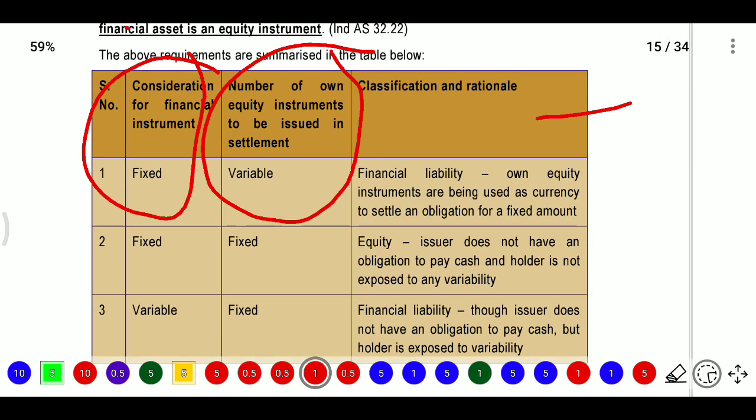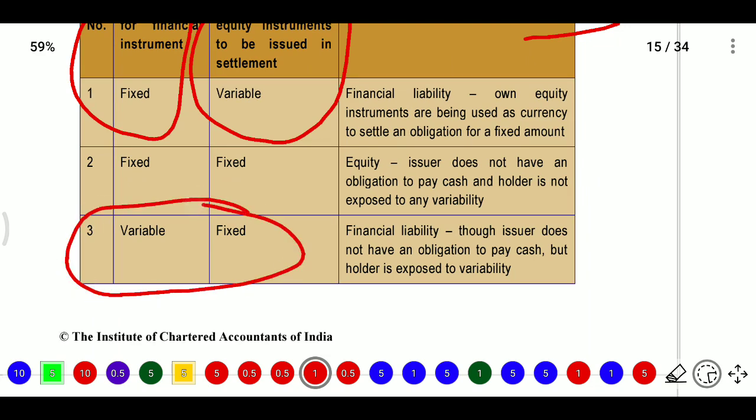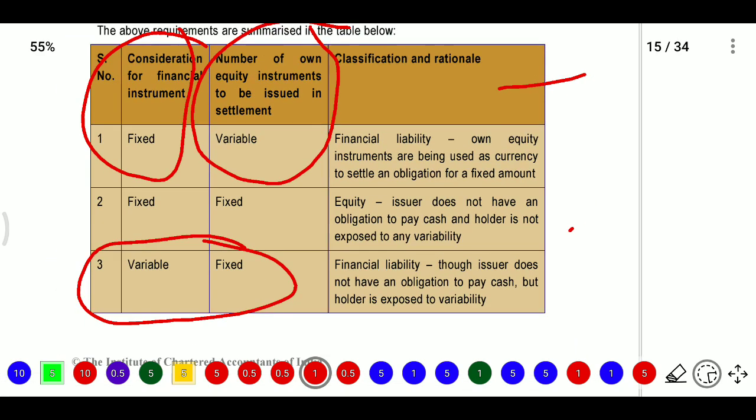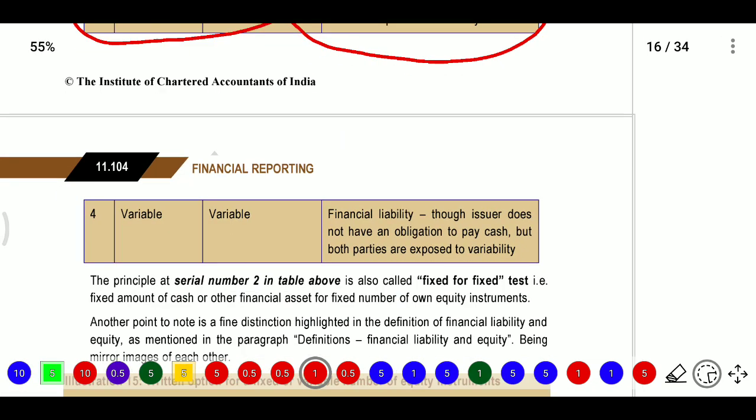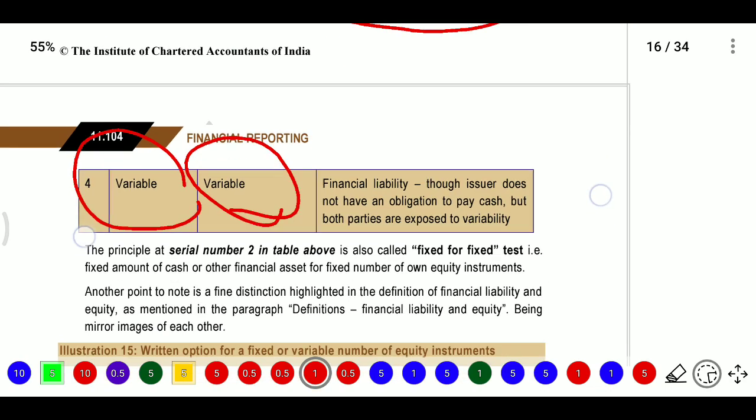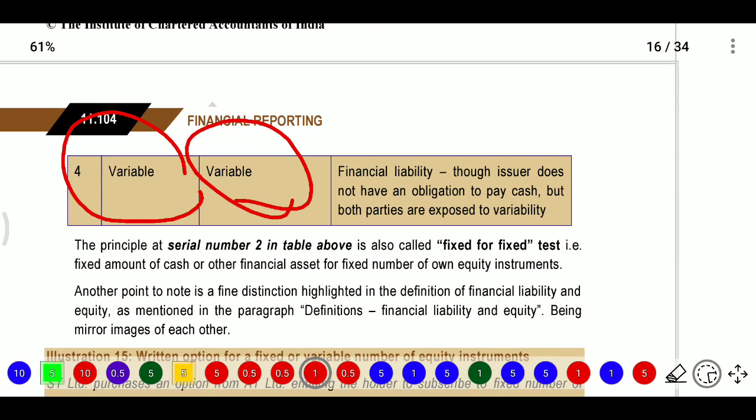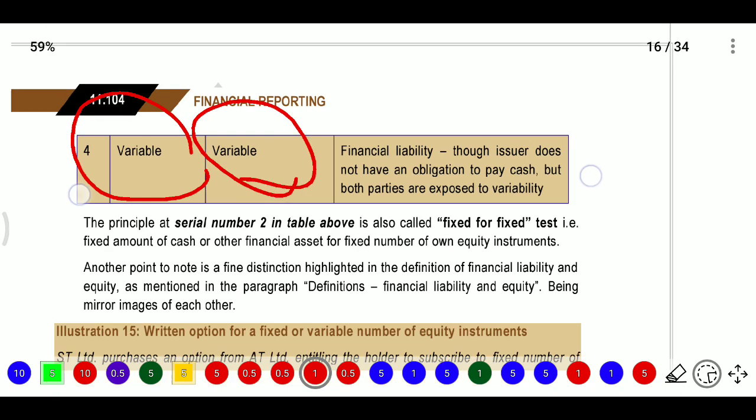Next, a fixed instrument where we are issuing fixed securities, then it will become equity, because the amount may vary based on the fair value. So the equity issuer does not have an obligation to pay cash, and the holder is not exposed to any variability. Next, variable instruments with fixed equity instruments: it is a financial liability, the issuer does not have an obligation to pay cash, but the holder is exposed to variability. Next, variable with variable: the issuer does not have an obligation to pay cash, but both parties are exposed to variability.